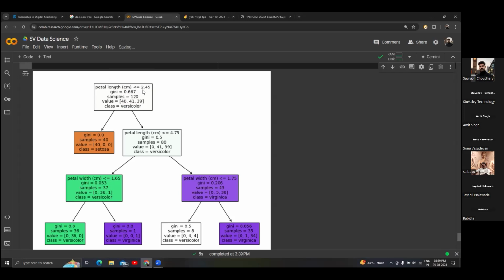Maybe that's why. But the Gini impurity of this petal length feature is very high here, 0.66, and then petal length 0.5, then petal width is 0.05, which is very less impure. By the way, they are just doing reverse, like they are putting the more impure thing on the top.